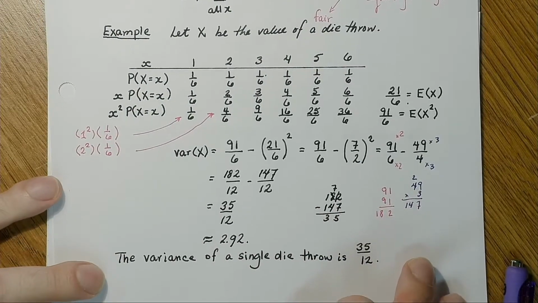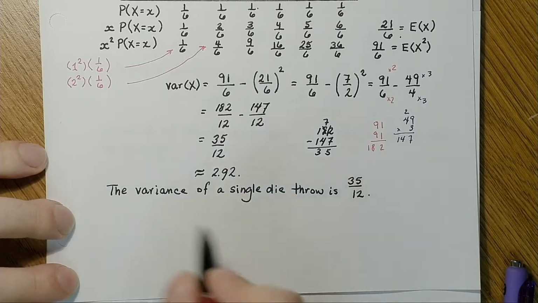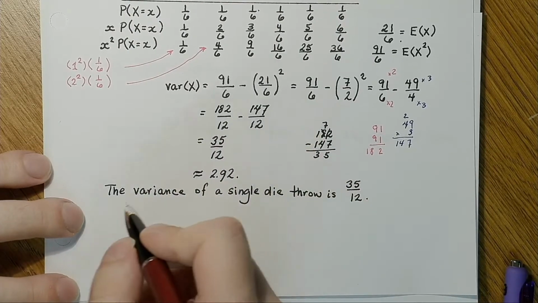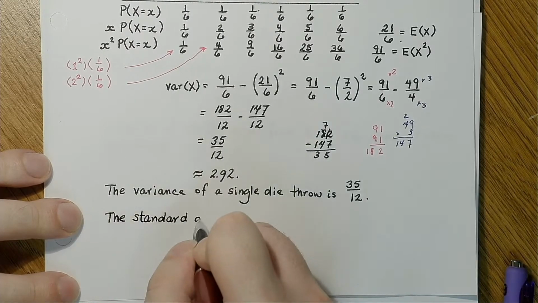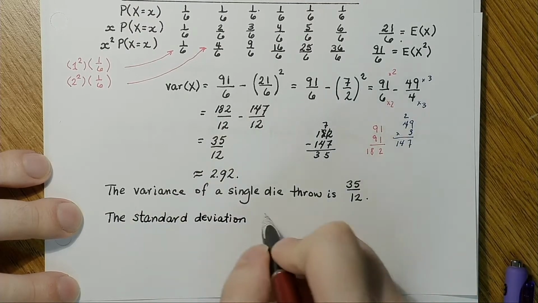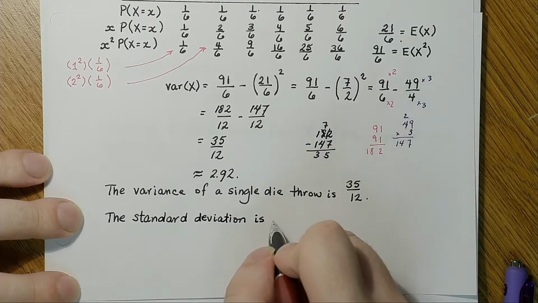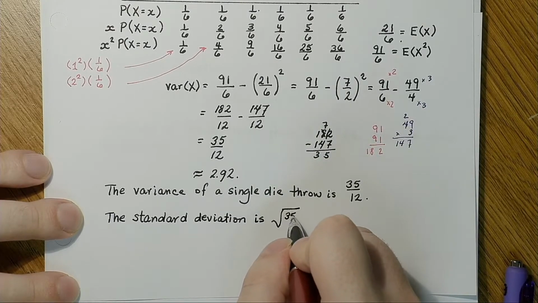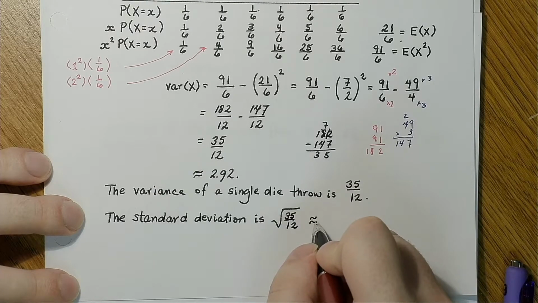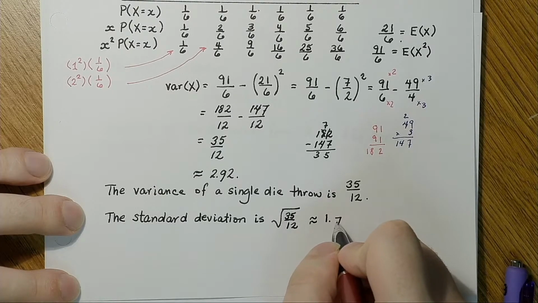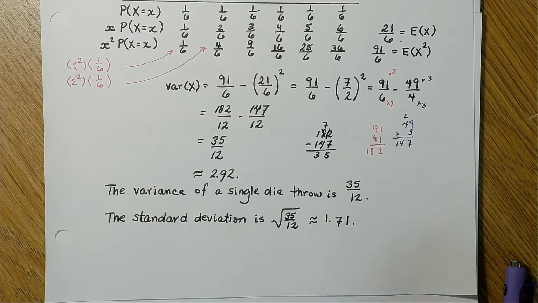So if we go back to our example of a fair die throw, and we had that the variance of a single die throw is 35/12, the standard deviation is just the square root of 35/12. And that's approximately 1.71. Now that's just a calculator. You don't have to do that on the test. It's just the square root. So something like that, that's a nice easy point on a test or the final exam.